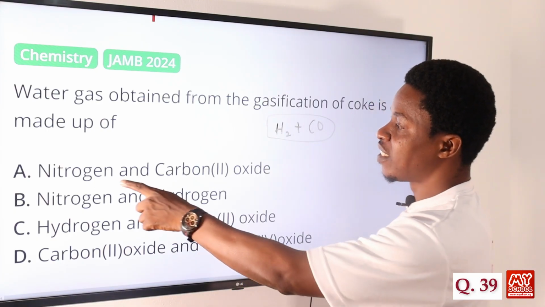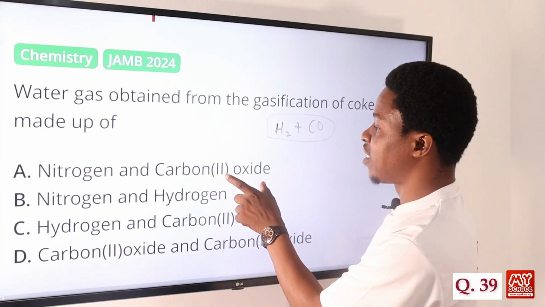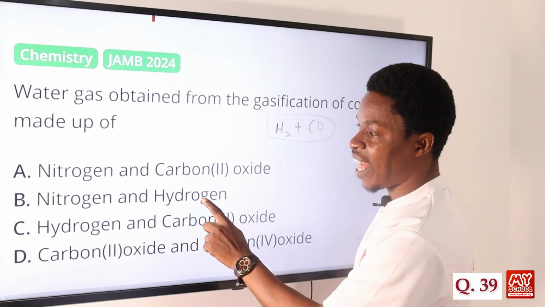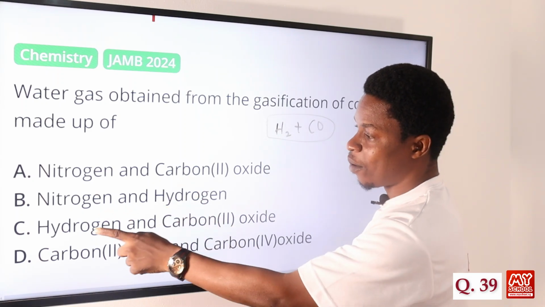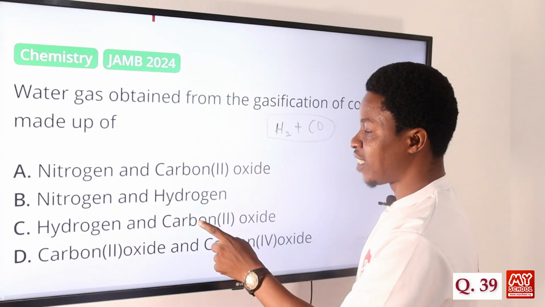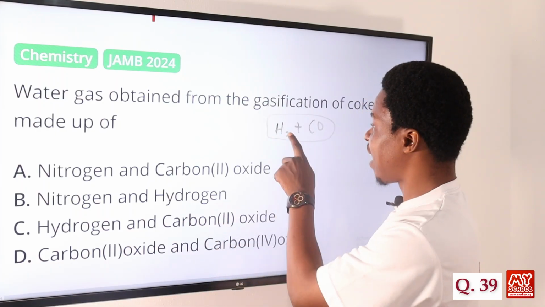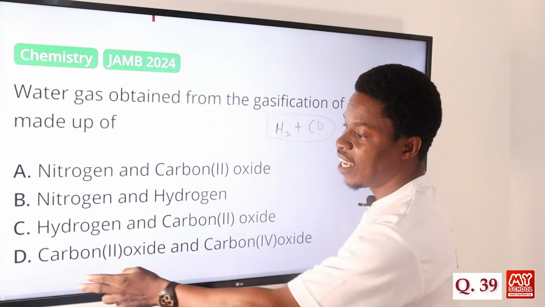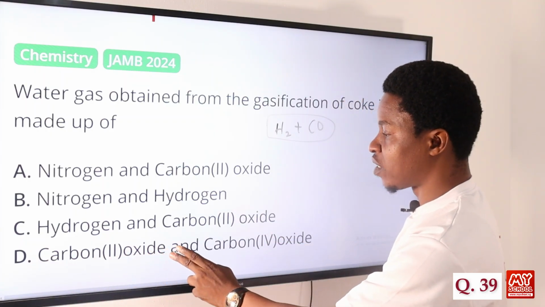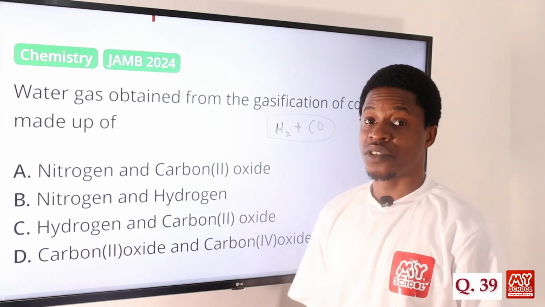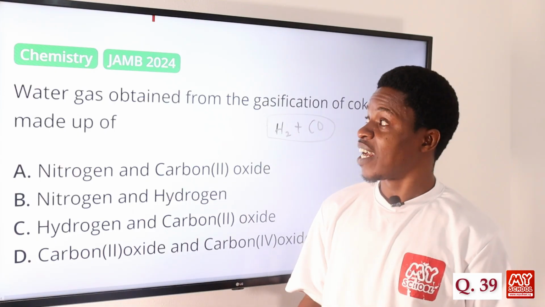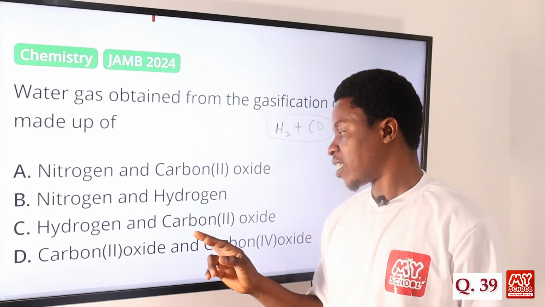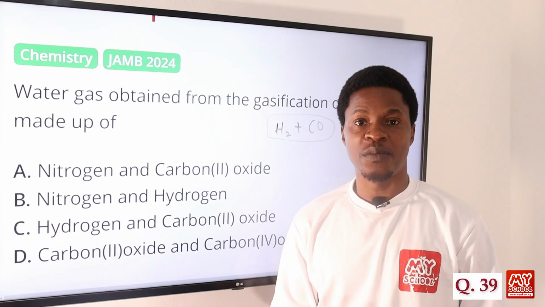So option A says nitrogen and carbon 2 oxide, but nitrogen, no. Option B, nitrogen and hydrogen, no. Option C, hydrogen and carbon 2 oxide, yes, that's your synthesis gas, or your water gas. And then option D is carbon 2 oxide and carbon 4 oxide, no. So the correct answer here, the water gas obtained from the gasification of coke, is made up of hydrogen and carbon 2 oxide. The correct answer is option C.